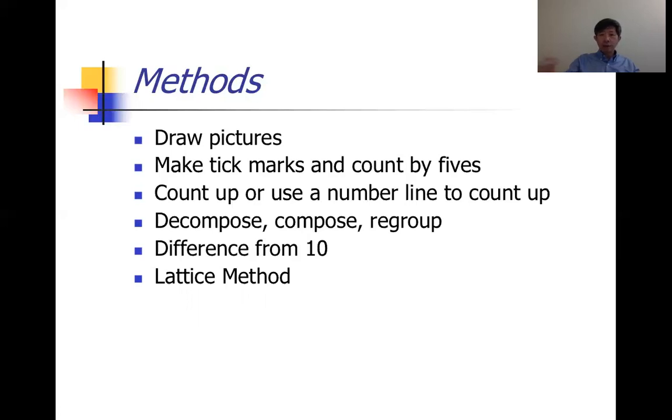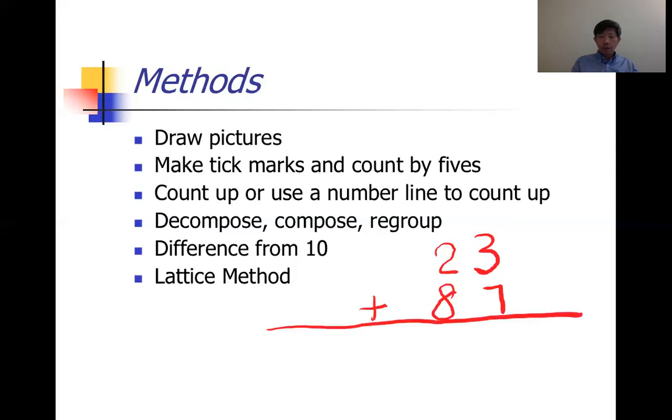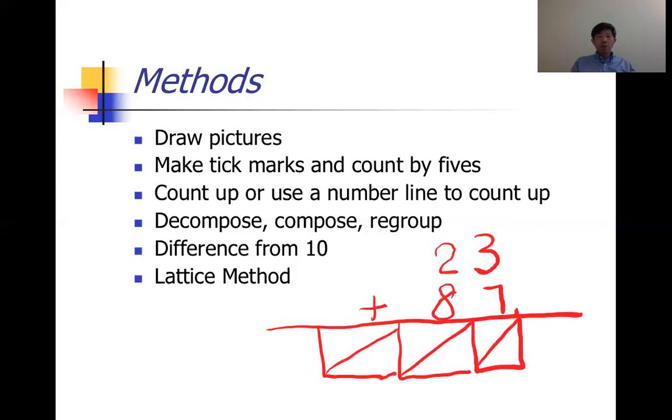Now, the lattice method, like you have 23 and you want to plus 87, and you have a lattice like this. Okay, you draw the lattice. This is the lattice method. So 3 plus 7, which is equal how many? It is 10, so put 1 and 0 here. 2 plus 8 is equal how many? Which is 10, so put 1 and 0 there, right? So what's the final answer for this?